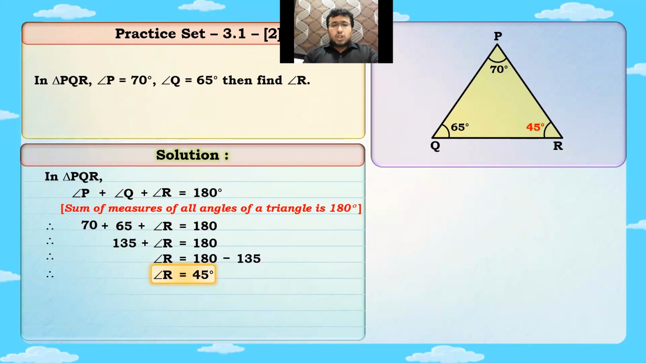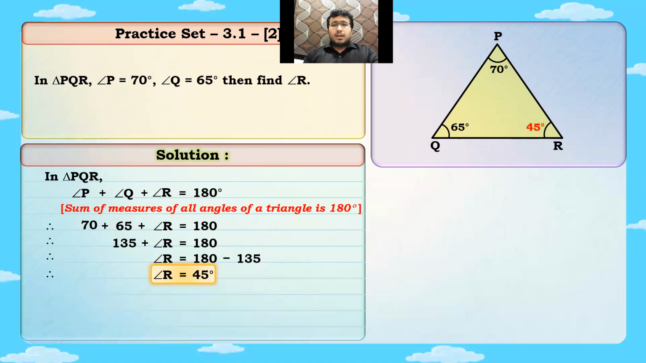in a box. Students, always make a habit to write the final answer in a box, and in geometry, reasons are most important. So when you write measure angle P plus measure angle Q plus measure angle R is equal to 180 degree, you have to write the reason as sum of measures of all angles of a triangle is 180 degree, or you can even write the reason as angle sum property of a triangle. Both the reasons are correct.